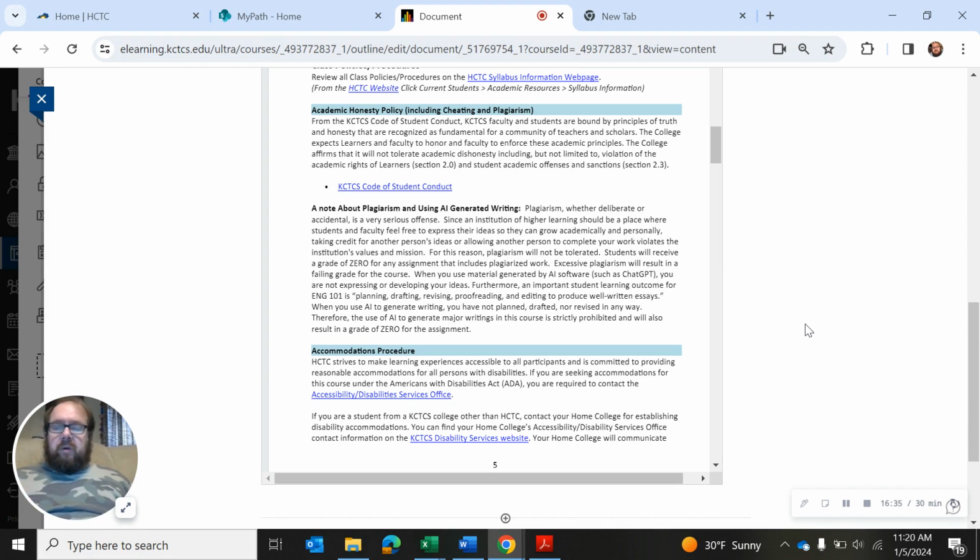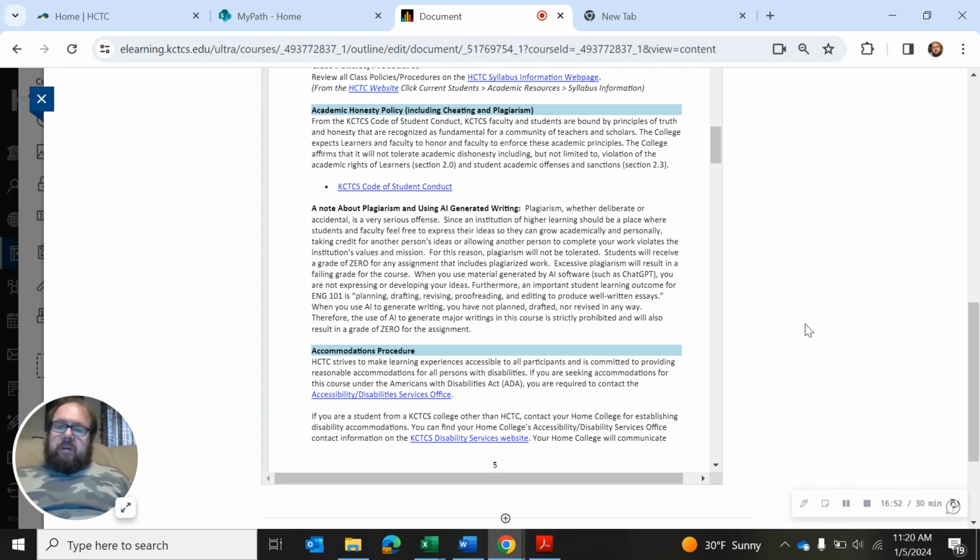So plagiarism will not be tolerated, and it will be seriously looked at if there's any plagiarism happening. That's why it's so important to document well, and we'll talk about documentation.